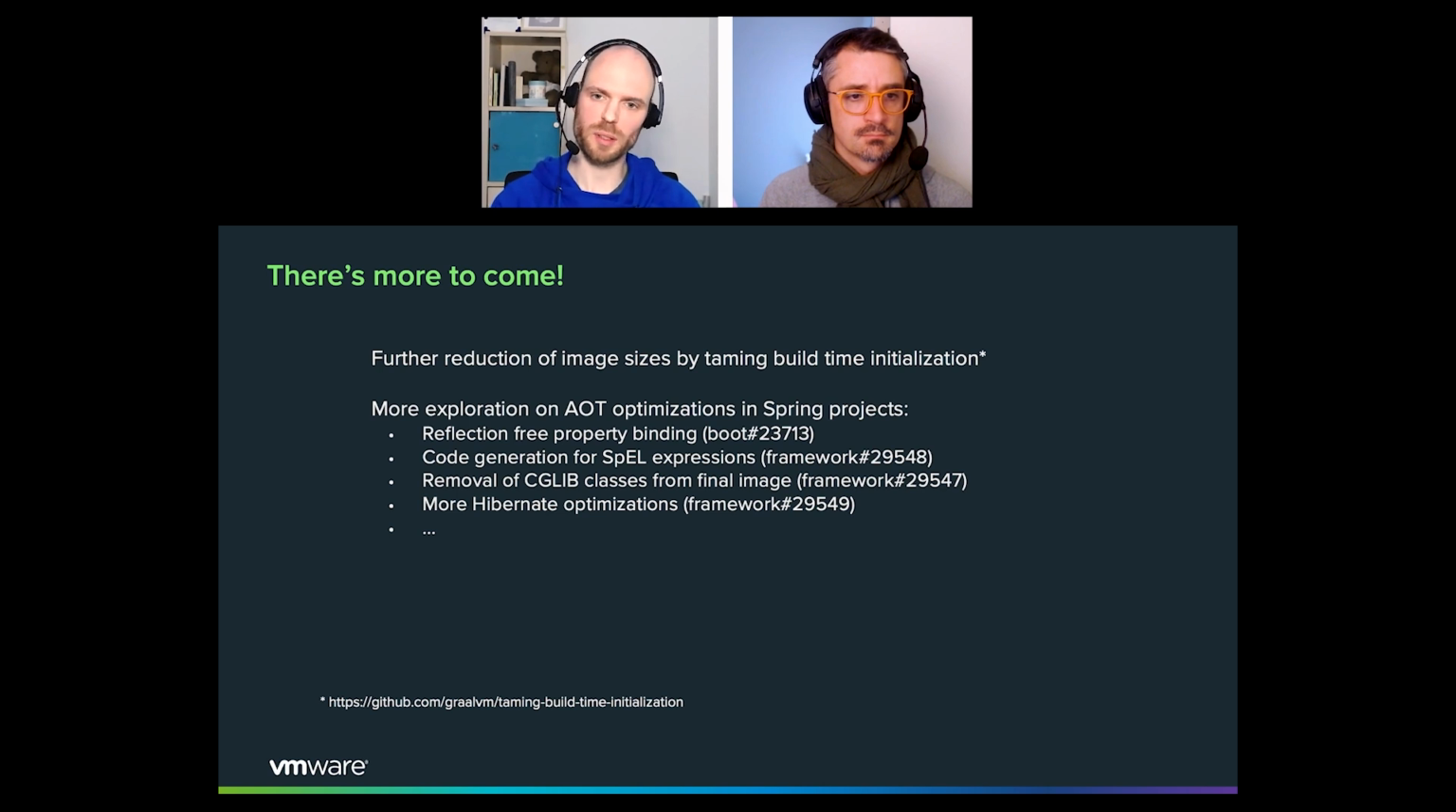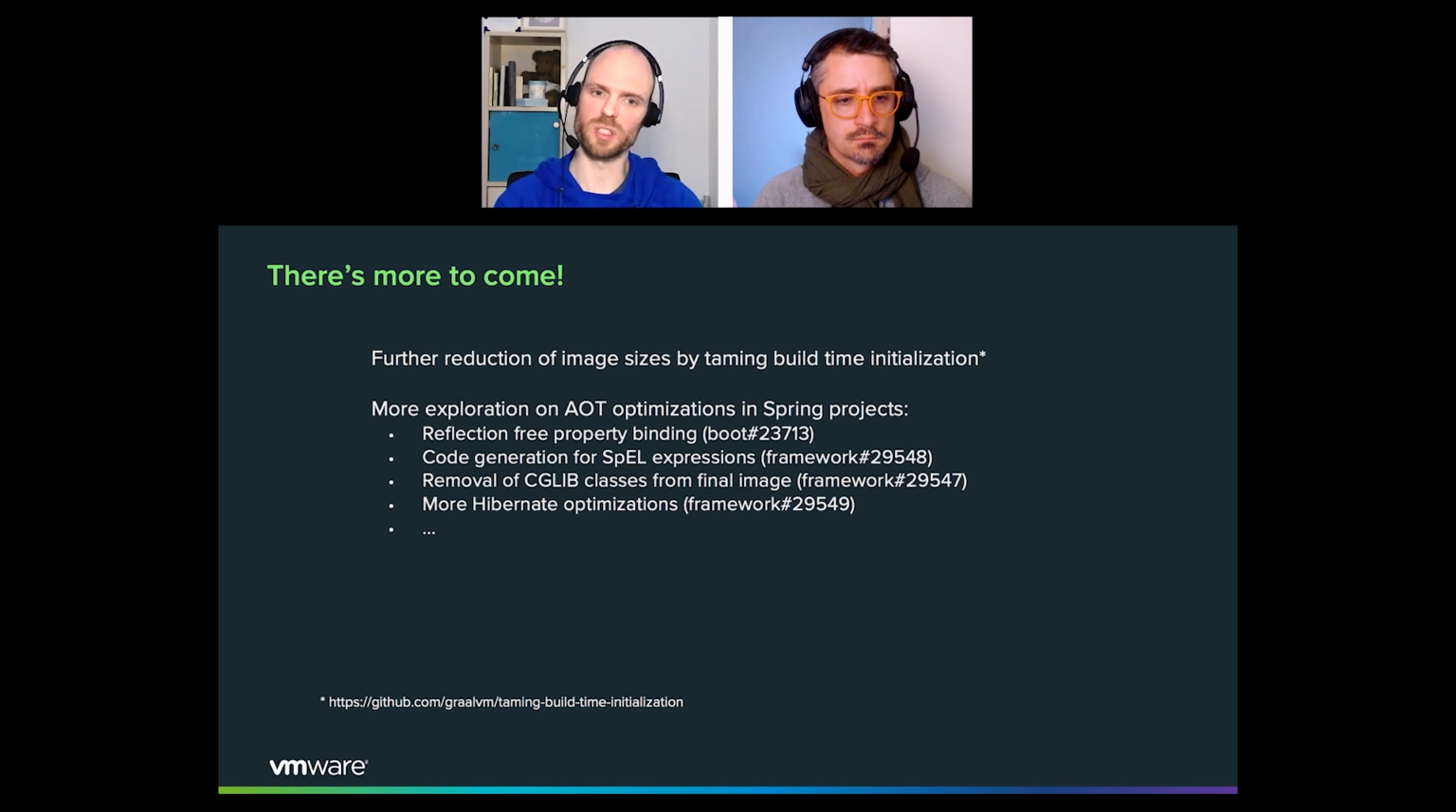So the GraalVM team is working hard on further reduction of image sizes, and they want to do that by taming the build time initialization. And if you are interested in that, take a look at the link in the slides. What we can do on Spring Framework and Spring Boot or Spring portfolio project sides is, for example, we can think about or explore options for reflection-free property binding. So what Spring Boot is usually doing when you have stuff in your application properties, you can bind this to classes. And this is now done via reflection, but maybe we find a way to, for example, generate source code to do that without reflection.